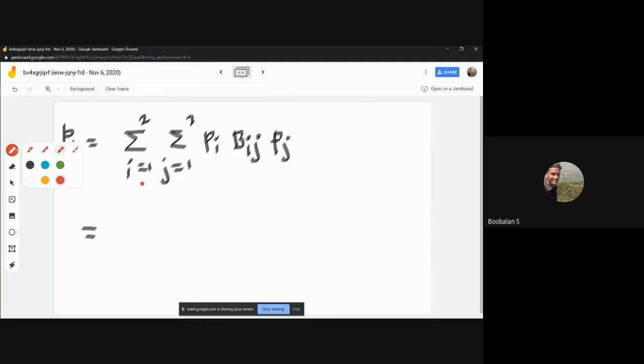For example, I'm going to put i equal to 1 and j equal to 1. That gives PG1 B11 PG1. Now I'm going to change only the value of j, keeping i equal to 1 and changing j to 2. There are four combinations going to occur, right? So this is two combinations, and one more two combinations.